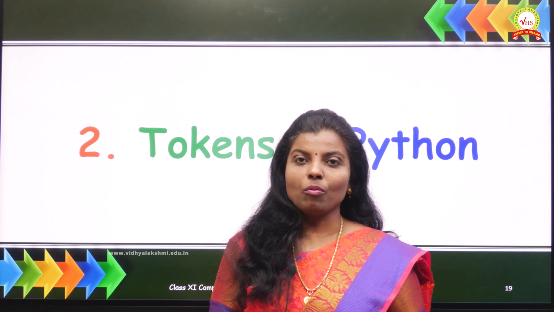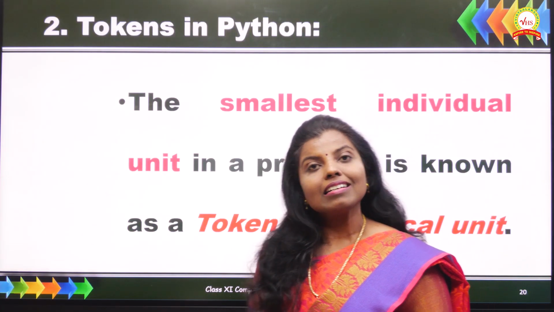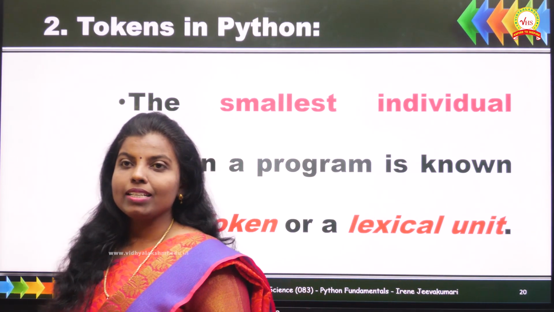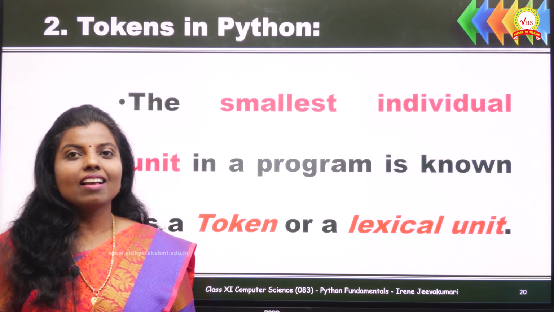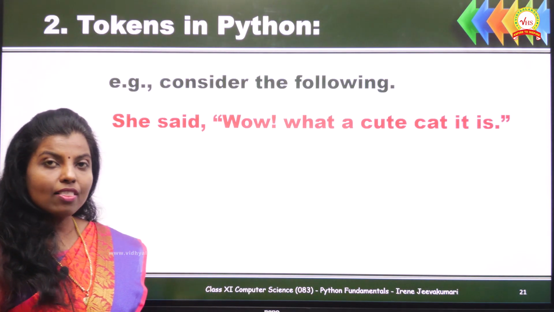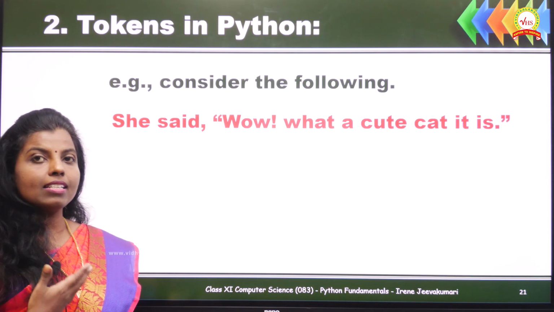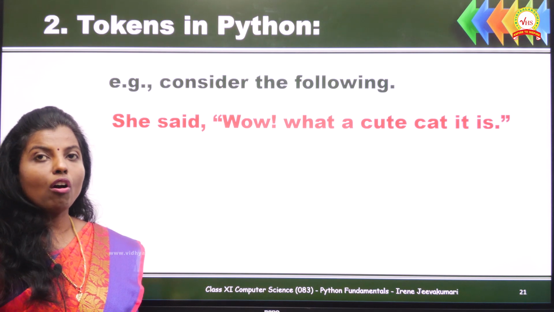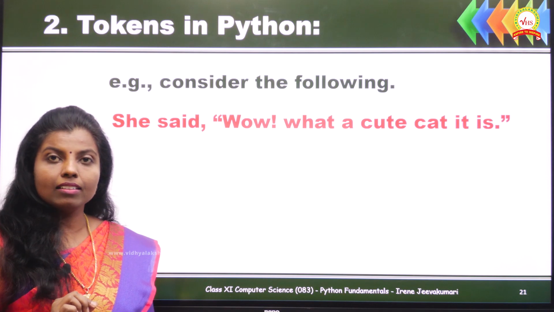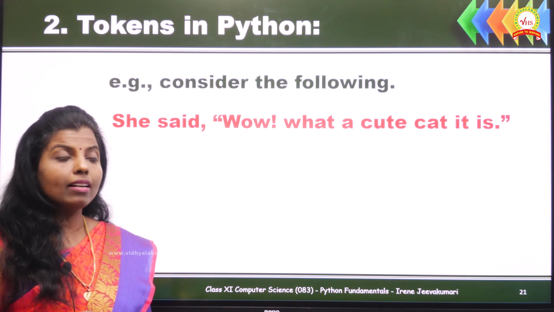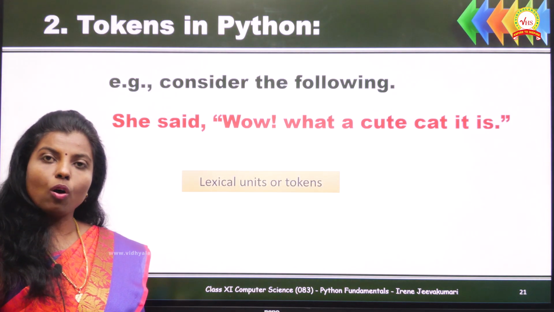Now we are going to learn about tokens in Python. What are tokens in Python? Tokens are the smallest individual unit in a programming language. They are also known as lexical units. Let us understand the concept of tokens using this English sentence. It consists of some words and some symbols. Each and every word and symbol comes under some category. These categories are known as lexical units or tokens.